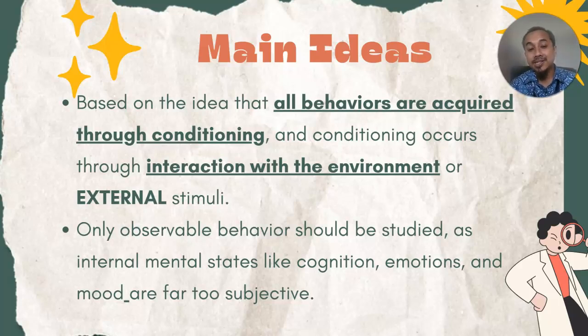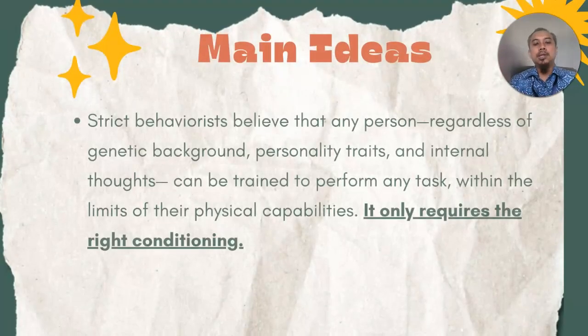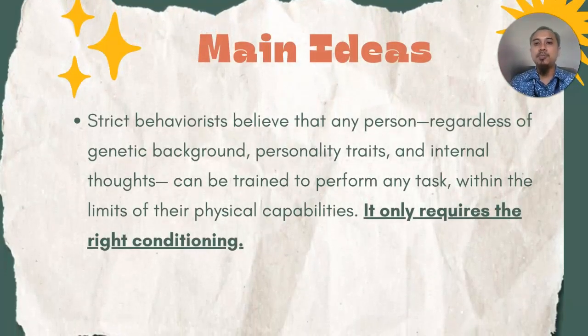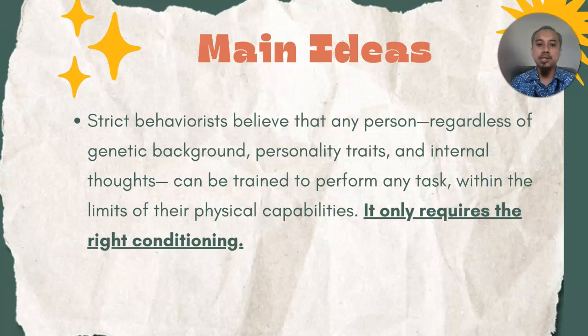Behaviorists believe that only observable behaviors should be studied, as internal things like cognition, emotions, and mood are far too subjective. And strict behaviorists believe that any person, regardless of genetic background, personality traits, and internal thoughts, can be trained to perform any task within the limits of their physical capabilities. It only requires the right conditioning. So, whoever you are, no matter what your skin color, your beliefs, your intellectual capacity, and things like that, you can be trained to become whoever you want to be.